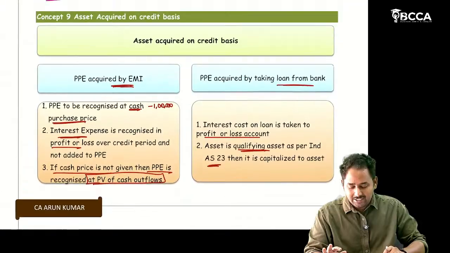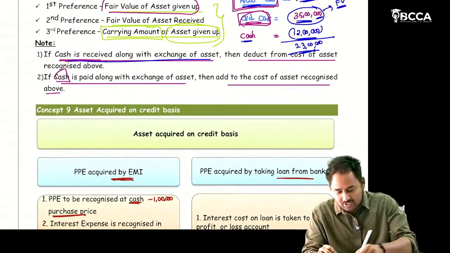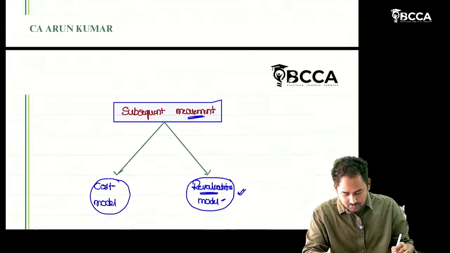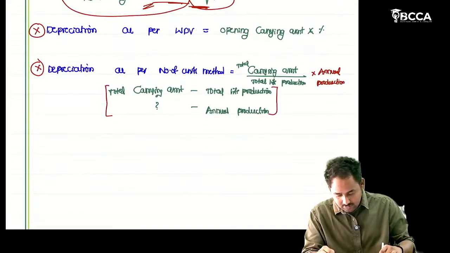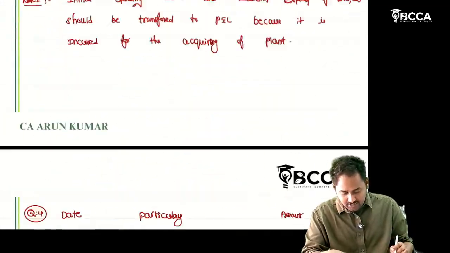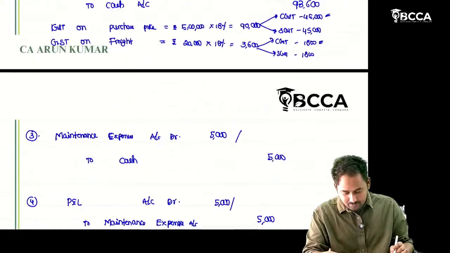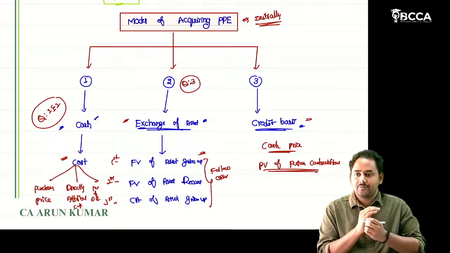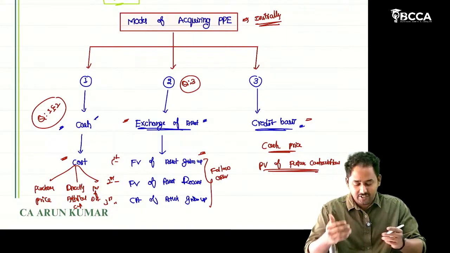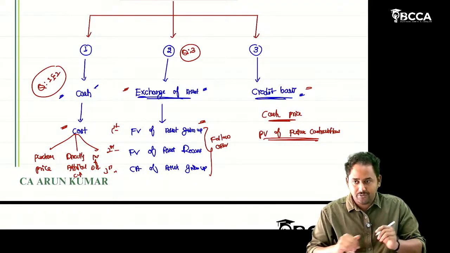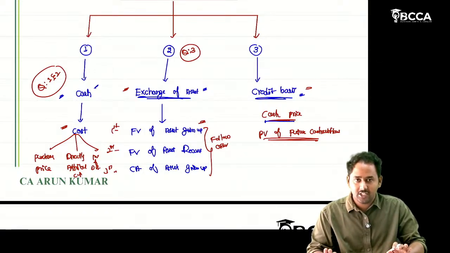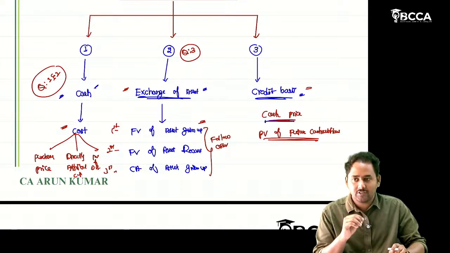So I already discussed how to recognize the PPE initially at cost. If it is a cash price, it should be recognized at cost. If we have acquired an asset by the exchange of another asset, the fair value of the asset given up, we should follow this order. What is the third element? If you acquired the asset on credit basis, we should record the asset at cash price. So initially the recognition of the PPE is completed.